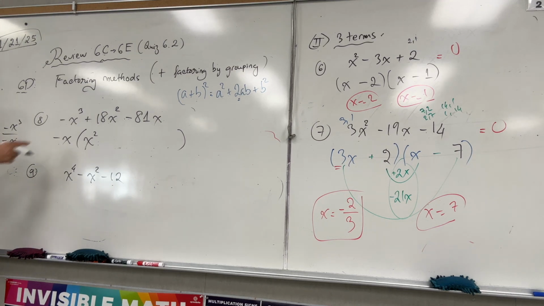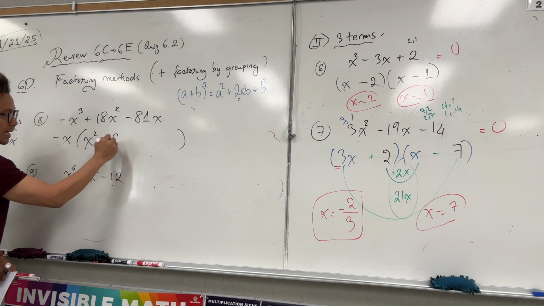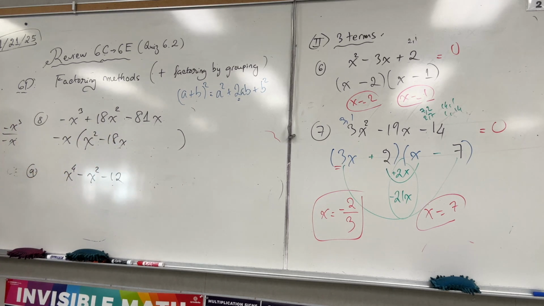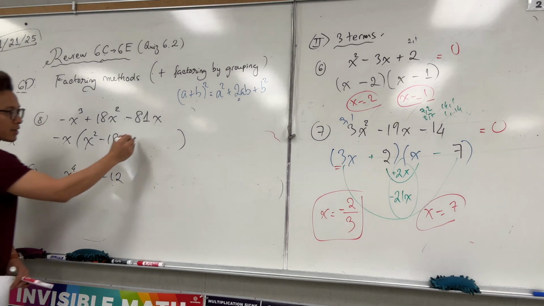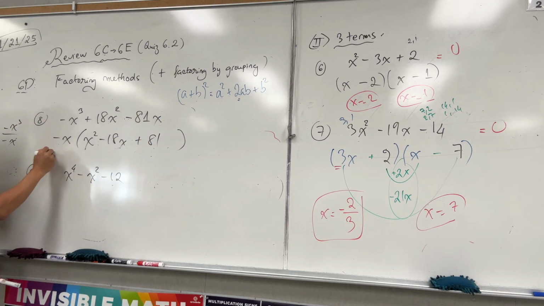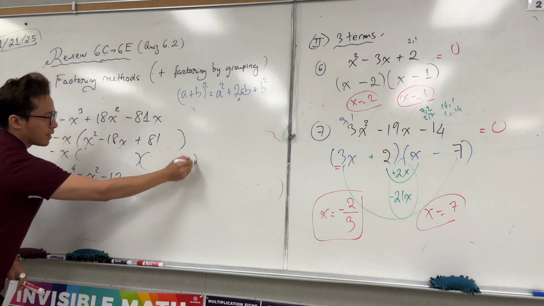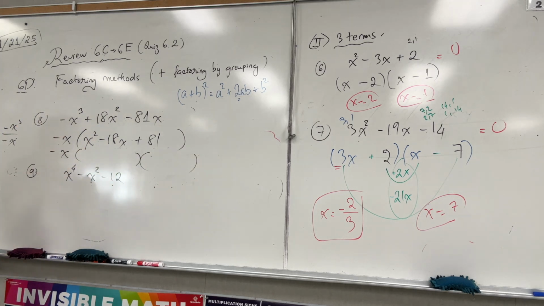Okay? Now 18x squared. I factor the negative x out. What do we have left? Negative 18x, okay? Now negative 81x, I factor the negative x out. What do we have left? Positive 81. Okay. Now this one is easy because there's no number in the front. That means it's just finding combination. Two numbers multiplied to 81. 9 and 9.